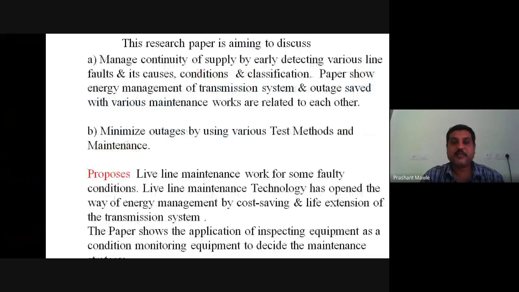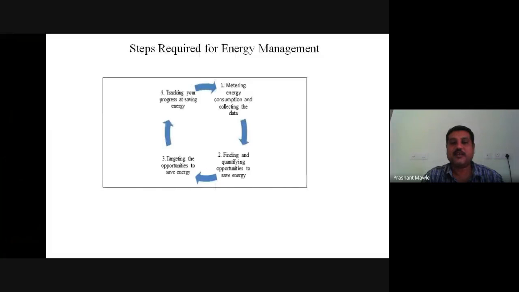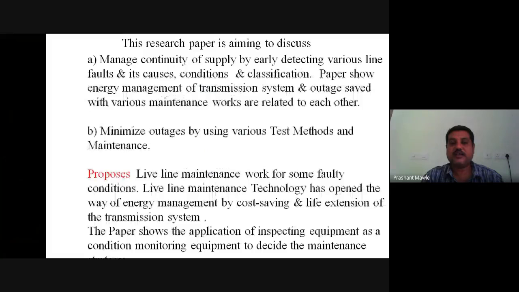This paper aims to discuss managing continuity of supply by early detecting various line faults and their causes, conditions, classifications. The paper shows energy management of the transmission system and outage with various maintenance work. They are related to each other. Minimization of outage by various test methods and maintenance techniques. It proposes live line maintenance work for some faulty conditions. Live line maintenance technology has opened the way of energy management by cost saving and life extension of the transmission system.